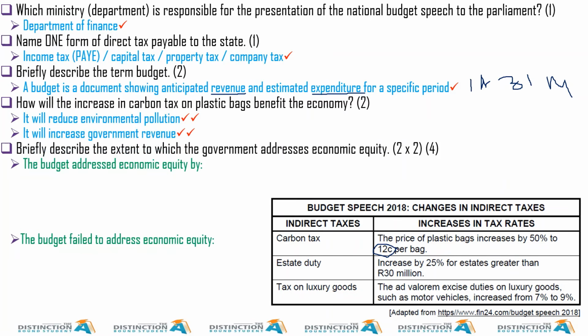The next reason is it will increase government revenue. So this carbon tax is going to the government, as simple as that.